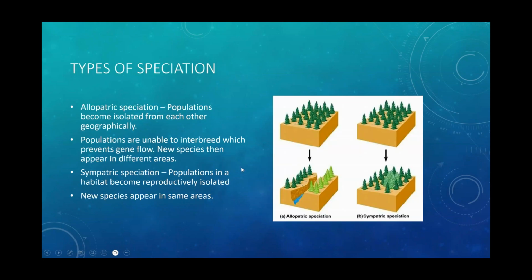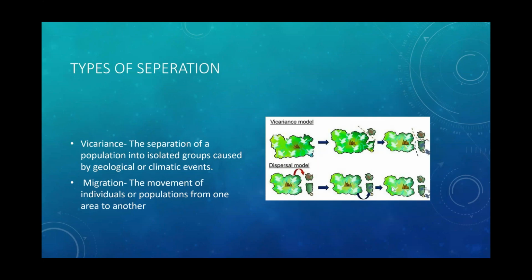Allopatric speciation is when populations become isolated from each other geographically, as we can see in this example here. A river forms between the trees, and populations are unable to interbreed, which prevents gene flow. Then new species appear in different areas. Then there's sympatric speciation, as we can see here. Populations in a habitat become reproductively isolated, and then new species appear in the same areas.